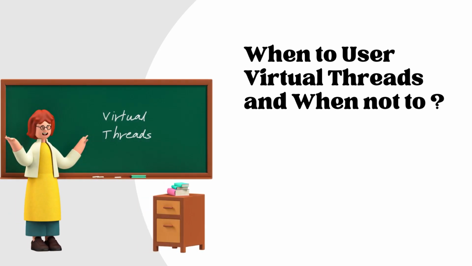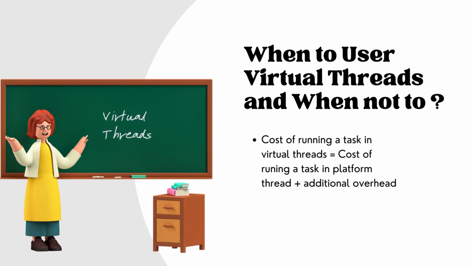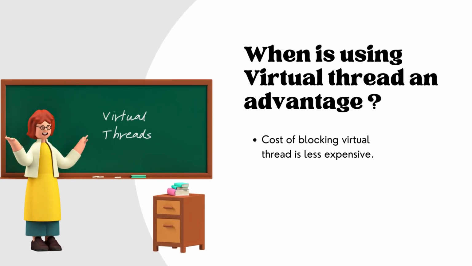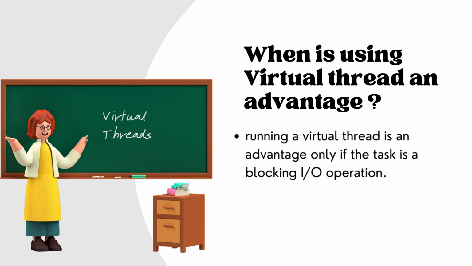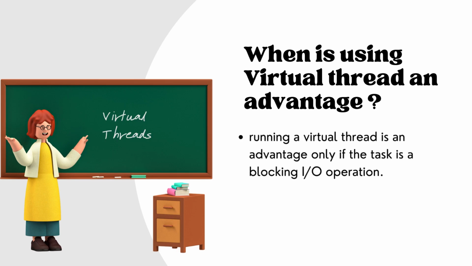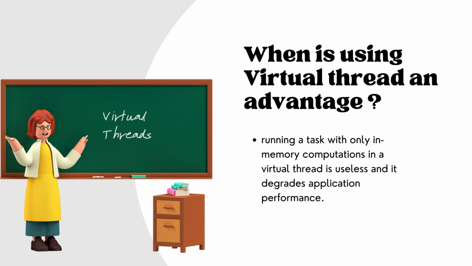When to use virtual threads and when not to use them. The cost of running a task in a virtual thread includes the cost of running the task in a platform thread, plus an overhead. So it is more expensive to run a task in a virtual thread than a platform thread. When is using a virtual thread an advantage? The cost of blocking a virtual thread is very much lower than the cost of blocking a platform thread. So running a task in a virtual thread is an advantage only if it is a blocking task. Running a task which has only in-memory computations in a virtual thread is useless, as it degrades the application performance.